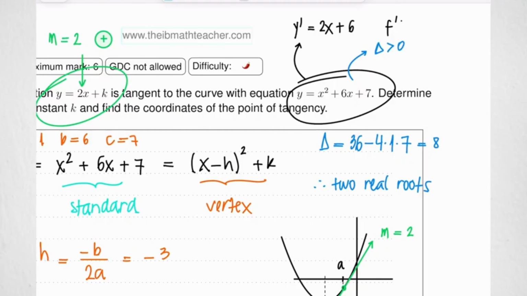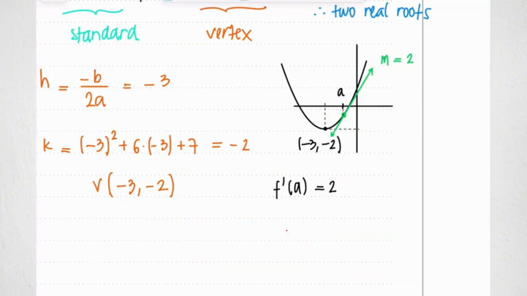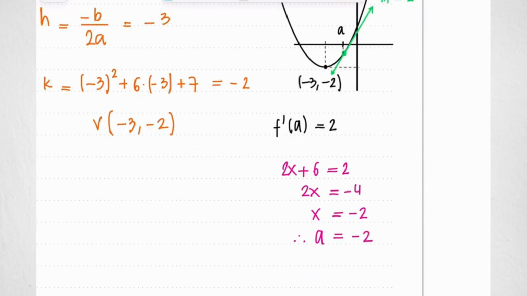If this was defined as a function f of x, then you would have f prime of x as 2x plus 6. So pretty much the same thing. Now, at what point is the derivative equal to 2? Well, we can take the derivative and force it to be equal to 2, which means that at that particular point, 2x plus 6 will be 2, which means 2x is equal to -4, so x is -2. So the x-coordinate of that point is -2.